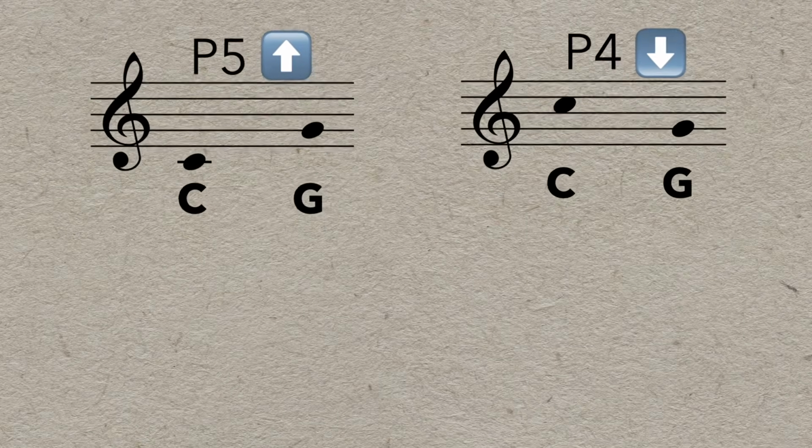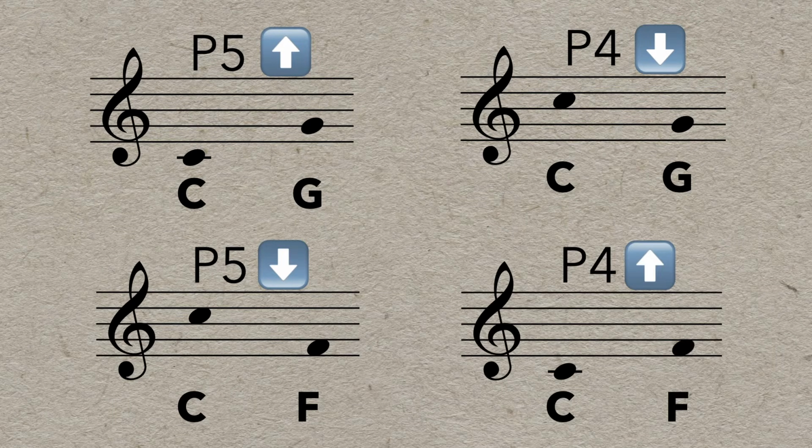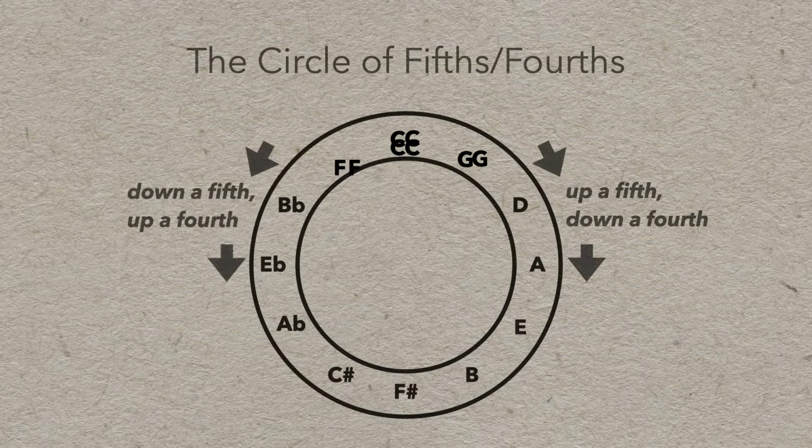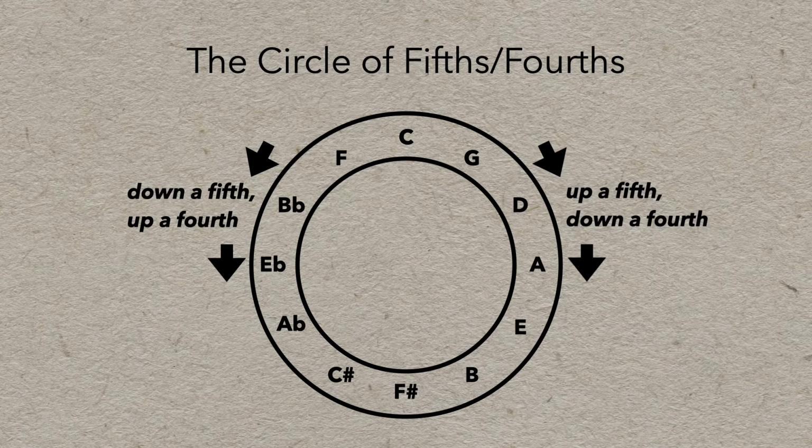And it's the same for C and F. It can either be a fifth down or a fourth up depending on where you're starting and where you're going. If you're just talking about the letter names of C to G or C to F or whatever, the interval could be going in either direction. So the circle is both fourths and fifths in both directions. Clockwise, it's fifths up and fourths down, and counterclockwise, it's fifths down and fourths up.